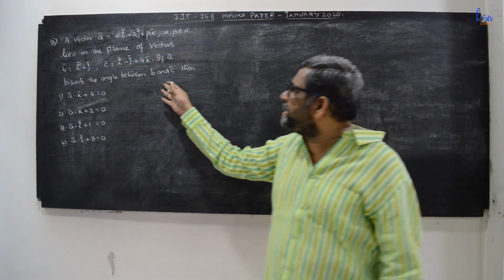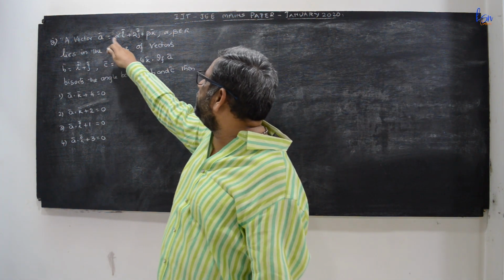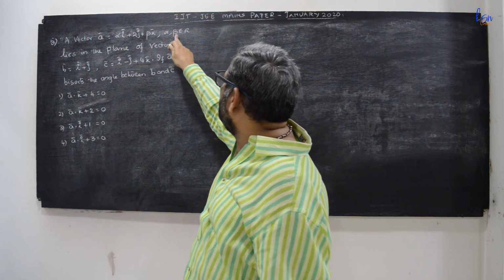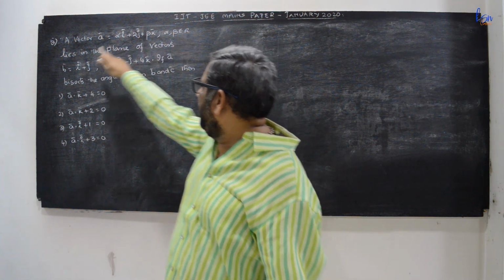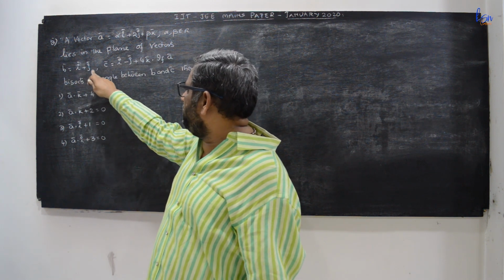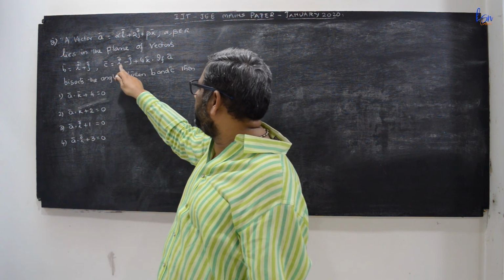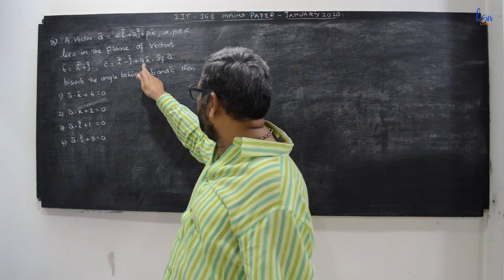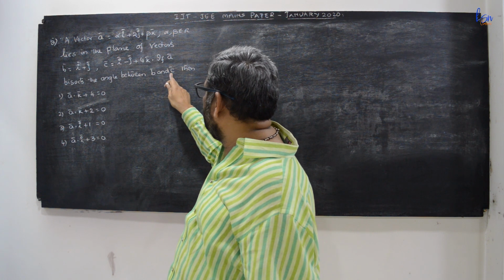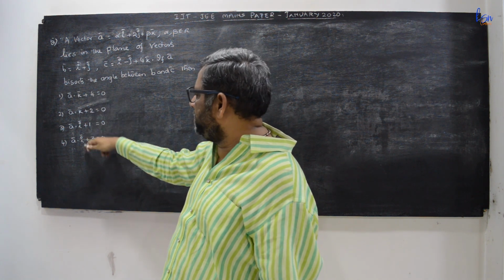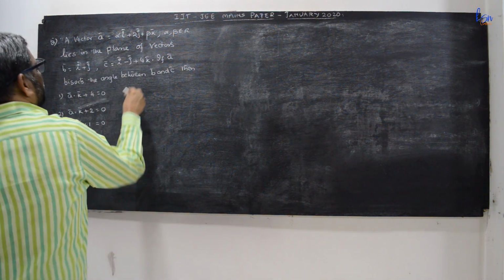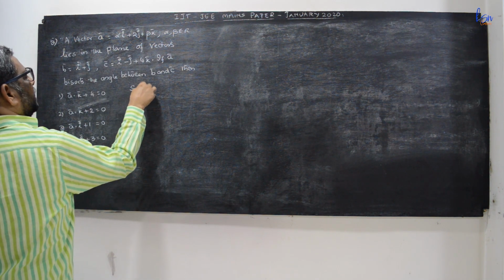Okay, next problem. A vector a bar is equal to alpha i bar plus 2j bar plus beta k bar, alpha comma beta belongs to R, lies in the plane of vectors b bar equal to i bar plus j bar, c bar equal to i bar minus j bar plus 4k bar. If a bar bisects the angle between b bar and c bar, then among these options we have to check one of the options. Now we'll consider the solution.